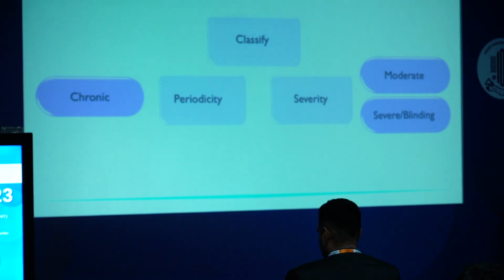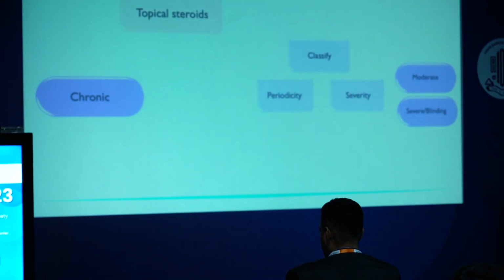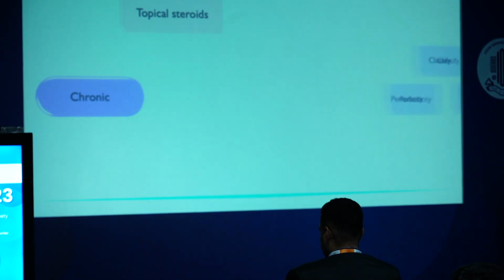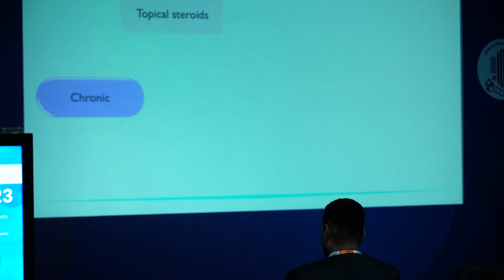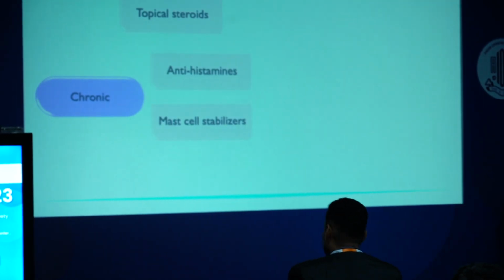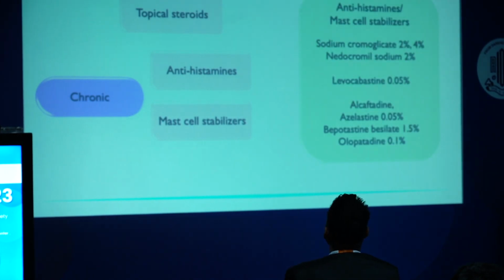So when a patient presents with an acute phase of allergy, the first line of treatment is topical steroids, and based on whether the patient has a moderate or severe disease, we can give them a surface steroid like loteprednol, etabonate, or potent steroids in severe disease like prednisolone acetate. Usually a short course of 4 to 6 weeks is given to these patients. Other medications that are used during the acute phase include antihistamines and mast cell stabilizers.